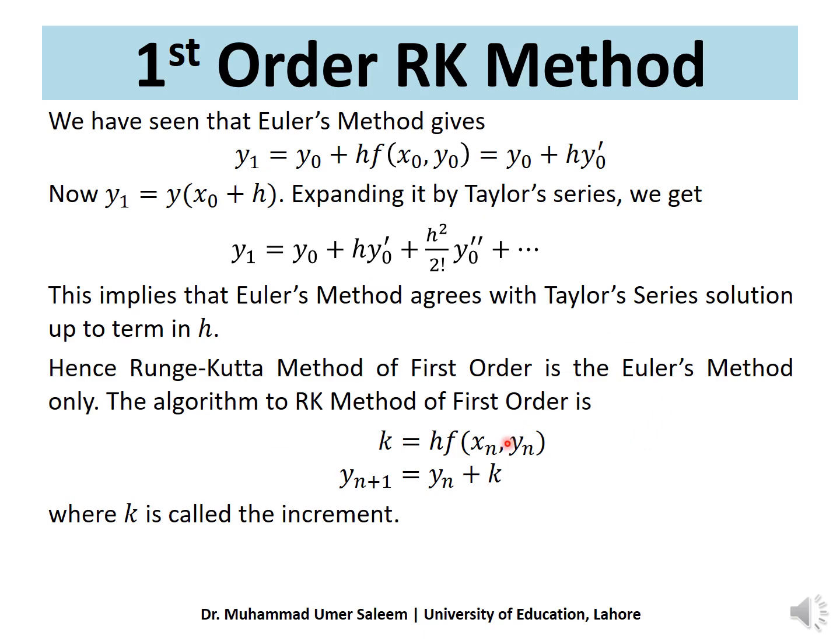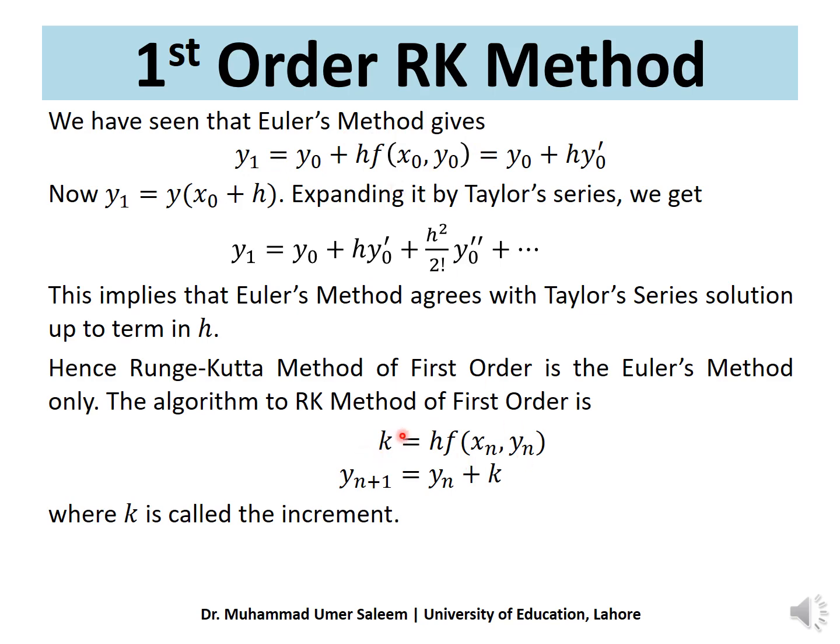So in algorithmic form we can write this RK first order method as follows. If you look at this equation, the algorithmic form is: we want to know what increment is made in yn to get yn plus 1. So we are interested in finding this k, this increment. From this equation, if we substitute this one equal to k, this becomes y1 is equal to y naught plus k. So this is the algorithmic form.